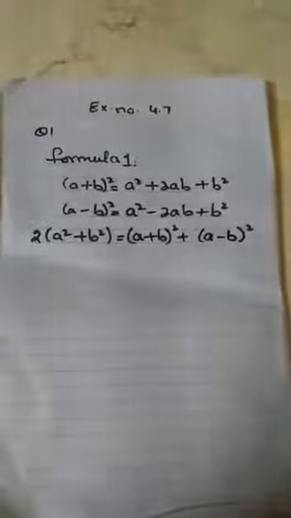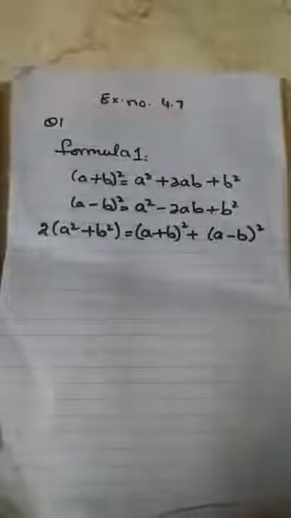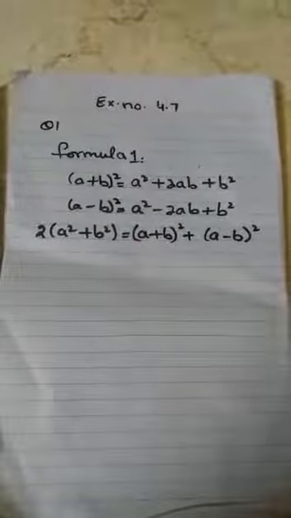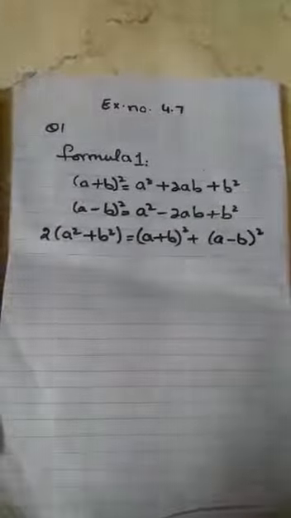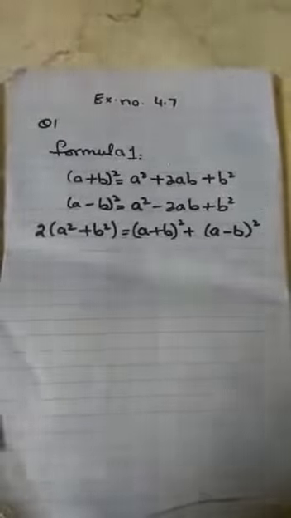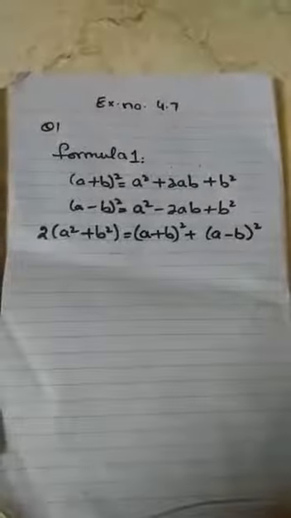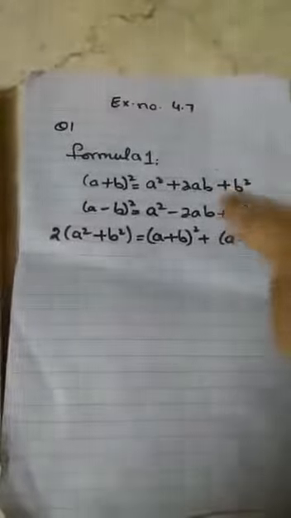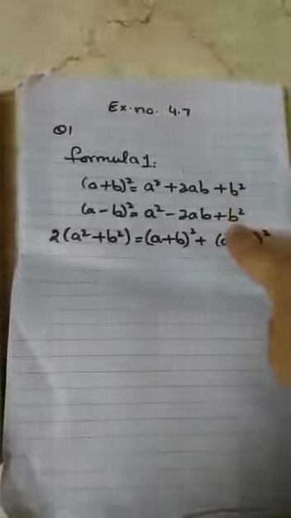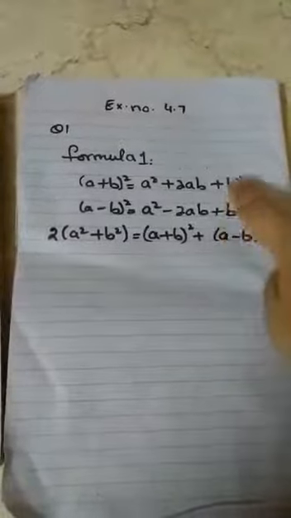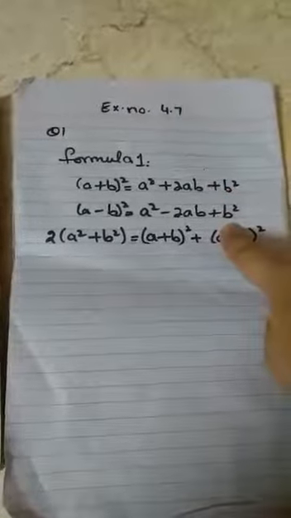There were 4 parts in question number 1, and in all 4 parts we found the value of a square plus b square. Now after question number 1, I'm explaining question number 5 in this video. Why did I choose to do question number 5 first when we have to do question number 2, 3, 4? Because the same two formulas, the first two formulas, are going to be used in question number 5 also.